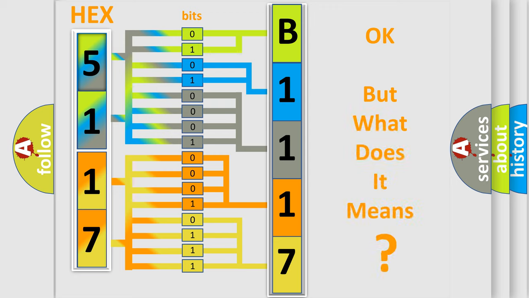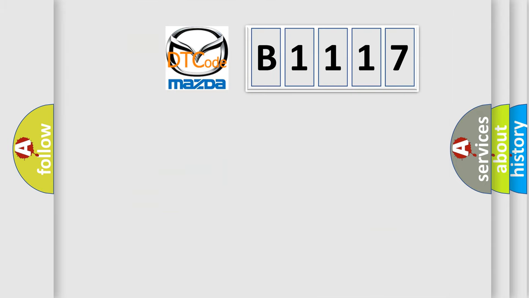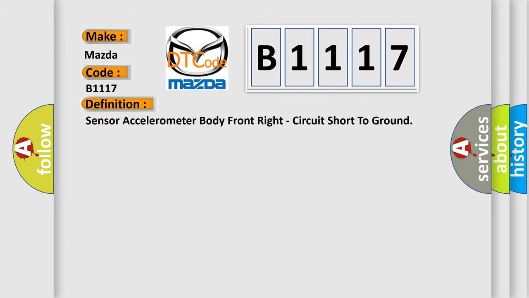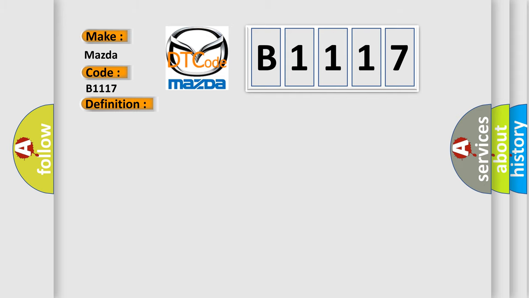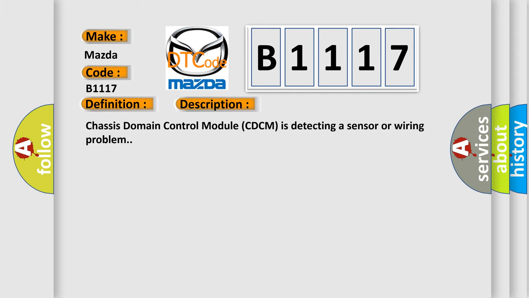The number itself does not make sense to us if we cannot assign information about it to what it actually expresses. So, what does the Diagnostic Trouble Code B1117 interpret specifically for Mazda car manufacturers? The basic definition is: sensor accelerometer body front right, circuit short to ground. And now this is a short description of this DTC code. Chassis domain control module CDCM is detecting a sensor or wiring problem.